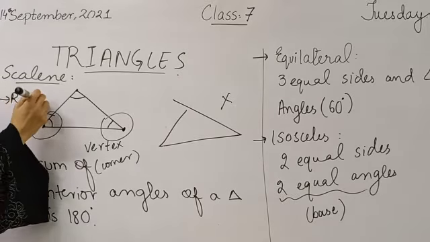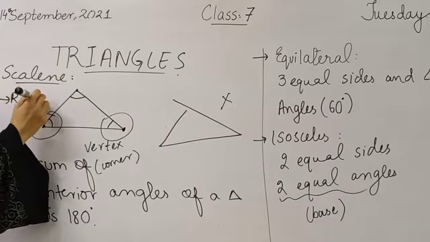I am drawing a four-sided shape. For example, these are the vertices, vertex, and the plural form of vertex is vertices. These are the vertices and this is a vertex.